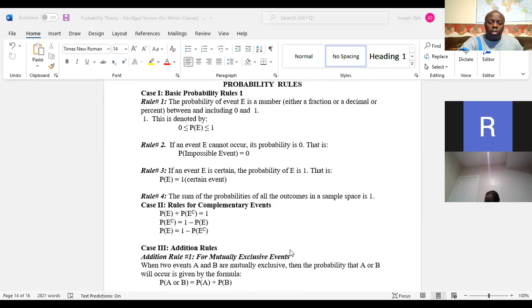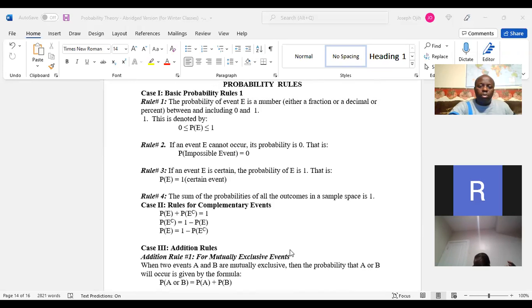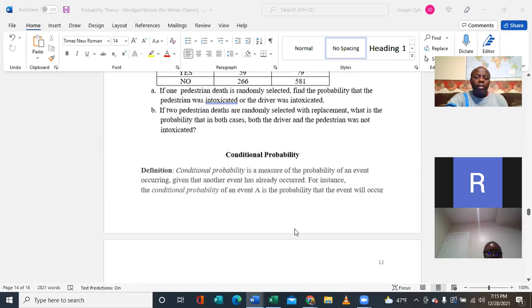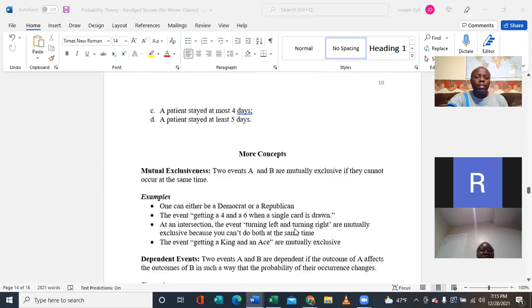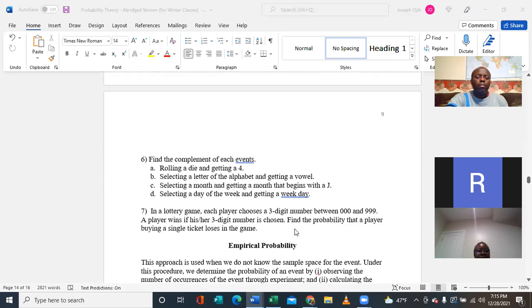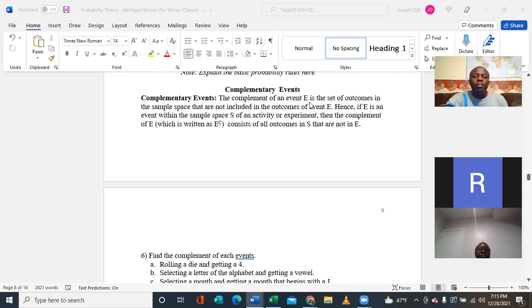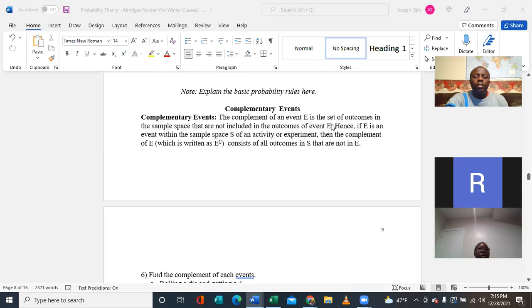Let's say sharing. I'll take you. So let's go back and apply these rules. So applying these rules, now let's start with the complement. The complement of an event E is the set of outcomes in the sample space that are not included in event E.